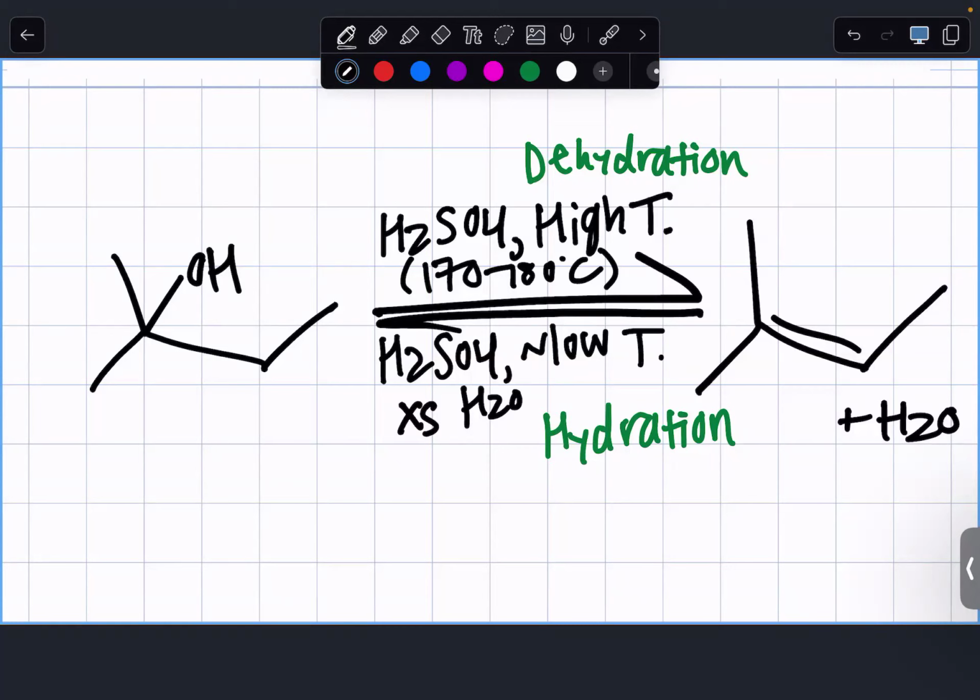If we raise the temperature in the flask or whatever reaction it's going through, that will favor this product because of Le Chatelier's principle. Add more heat here, get to the other side. Add more water here, get to the other side, because of Le Chatelier's principle. Any questions on this one? Okay.